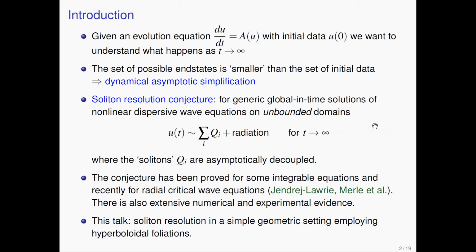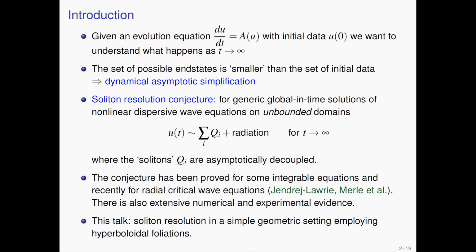So this was the motivation for us to look at this in some very simple setting. Well, I should say that there is extensive evidence in numerics that this conjecture is true, and there is also experimental evidence. So in the context of GR, the most spectacular example of soliton resolution is the formation of a Kerr black hole in binary black hole collision. So the end state is in fact extremely simple. It's a Kerr black hole.